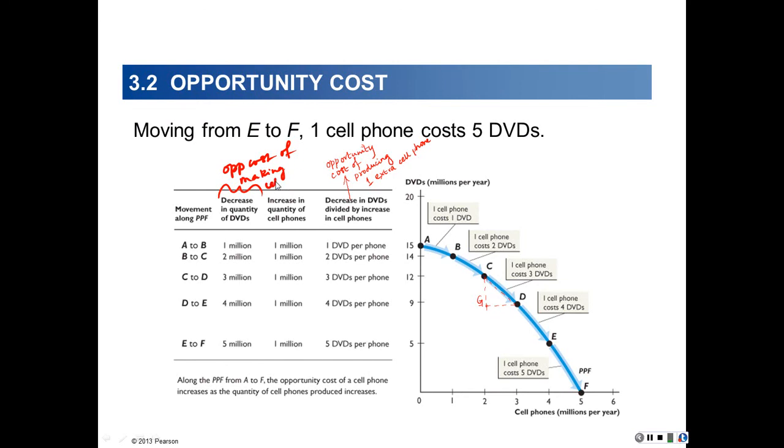making cell phones, right? In other words, to make the first million cell phones, you need to give up that quantity of DVDs. To make the second million cell phones, you give up more. To make the third million, you give up more. To make the fourth million, you give up even more, etc. So this clearly shows us that there is increasing opportunity cost along the concave PPF. Right? So far, so good?